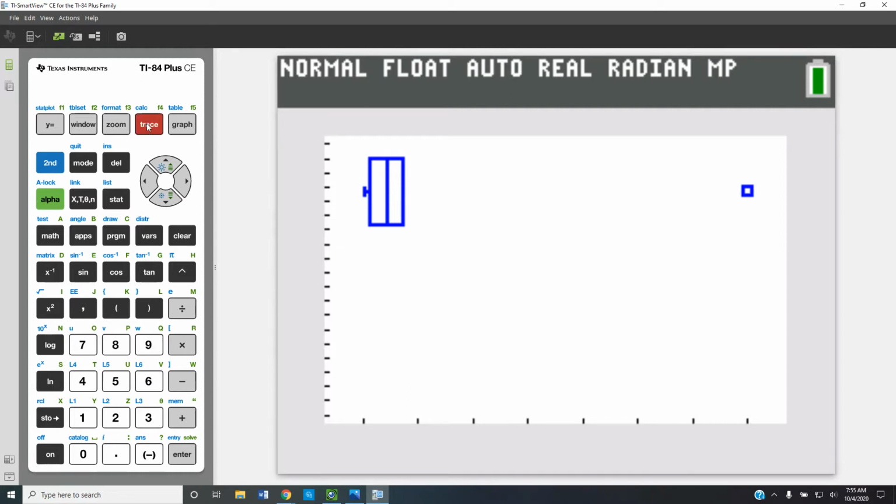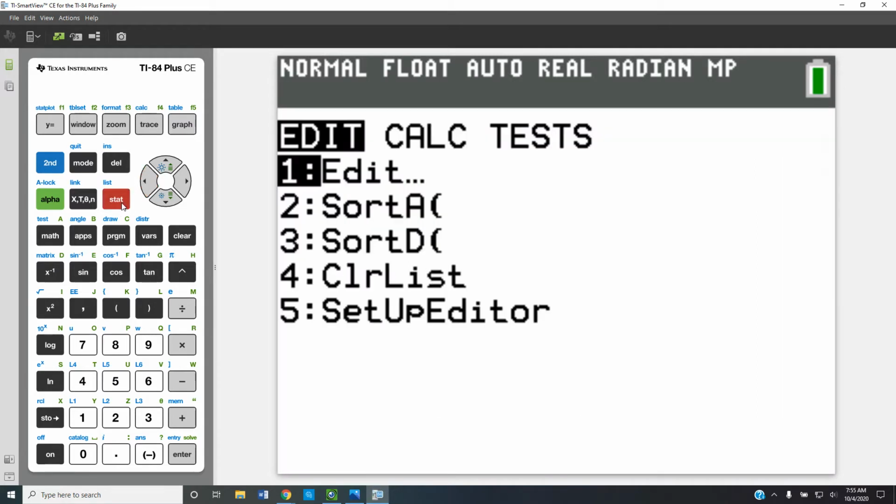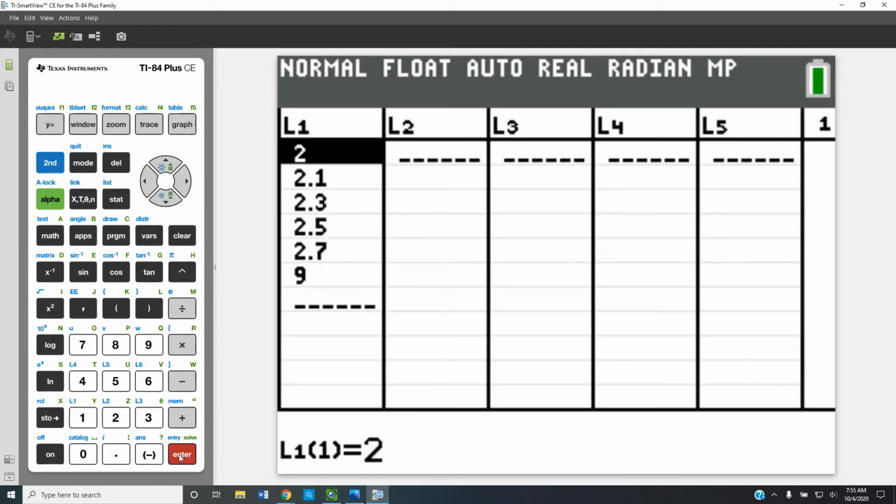And if I hit trace, I'll see that that dot right there, there's my median, 2.4. There's my quartile 3, 2.7. And there's my X. And there is my 9 maximum, which is sitting way out there as an outlier. Now, what does it look like if it's not an outlier? Go back to stat. Go back to edit.